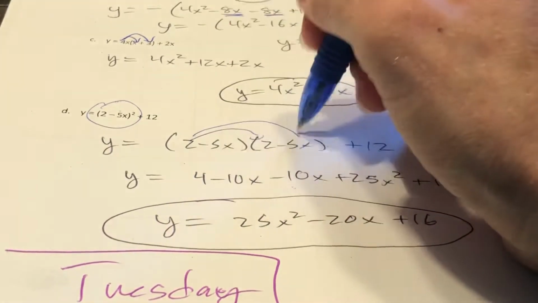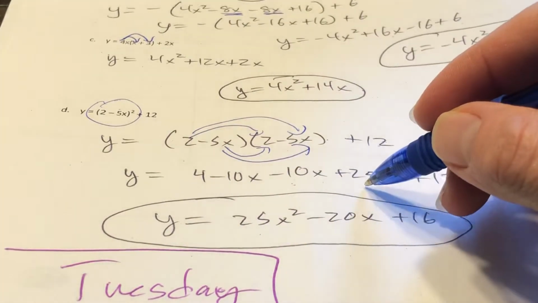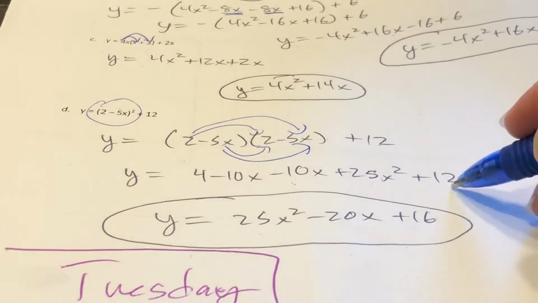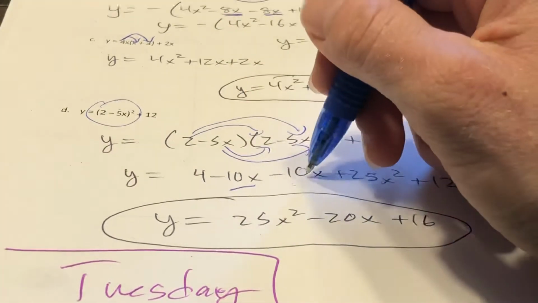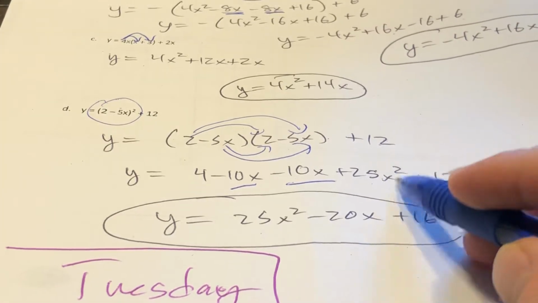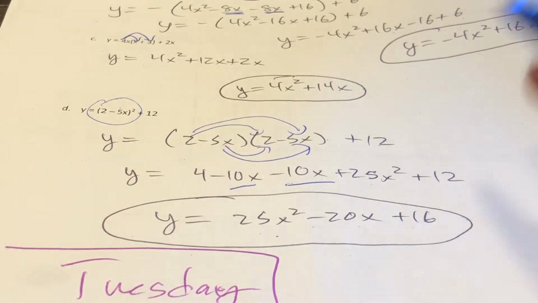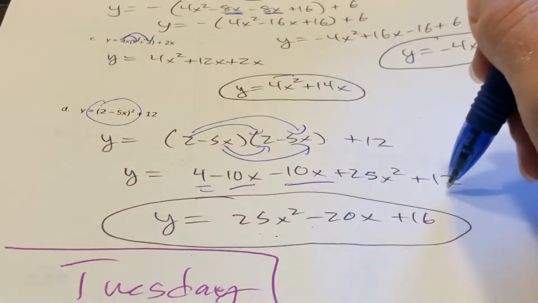2 times 2 is 4. That's minus 10x. Minus 10x, a negative times a negative is a positive, and that's 25x squared. Don't forget about the 12 on the outside. Negative 10x minus 10x. Now, writing it in standard form means putting the 25x squared first. Minus 20x plus 16.